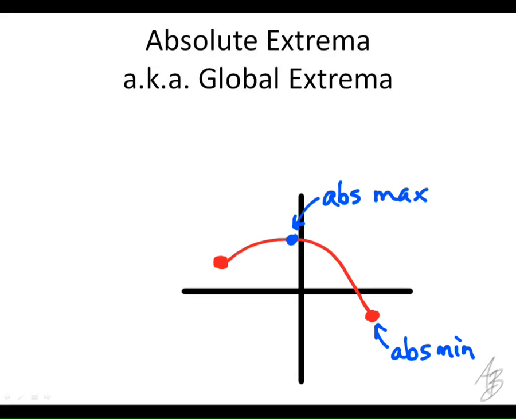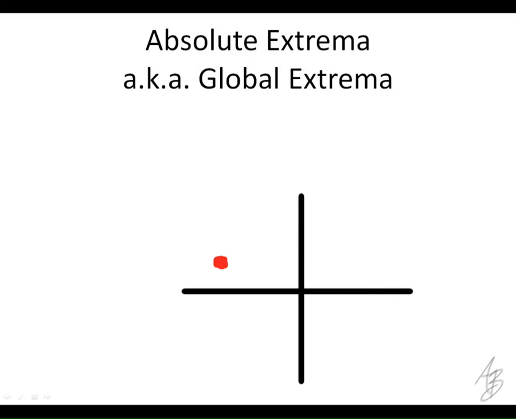Now let me ask this question. Is it possible to draw a function, a continuous function from the point at x equals a to the point at x equals b that does not have an absolute minimum and an absolute maximum? So is it possible to draw a continuous function from this point to this point that does not have an absolute minimum and an absolute maximum? Think about that for a sec.